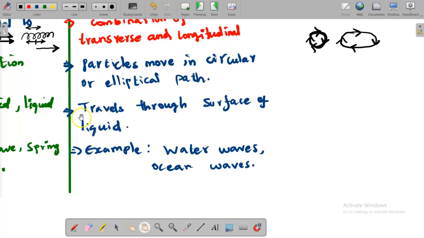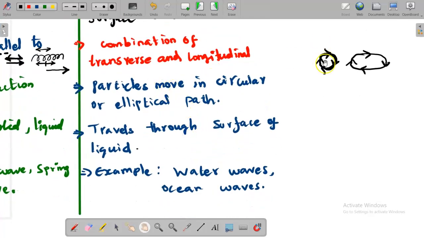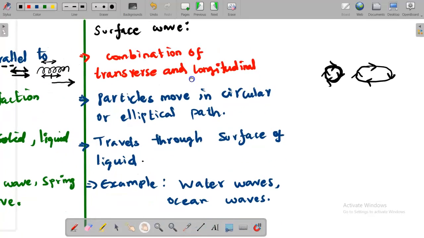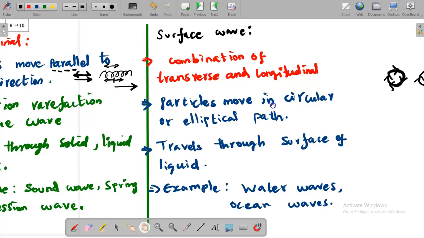It is the continuation of part 2. Surface wave travels through the surface of a liquid. Example, water waves, ocean waves. The tsunami is an example of a surface wave because it has a spherical and elliptical path. You can pause the video and write it down. This is the surface wave.